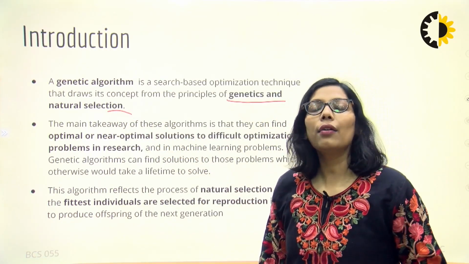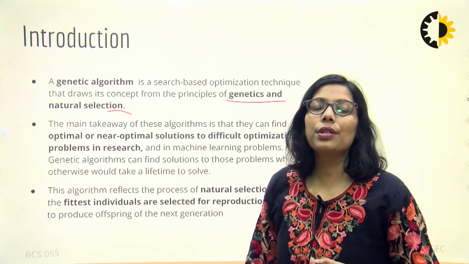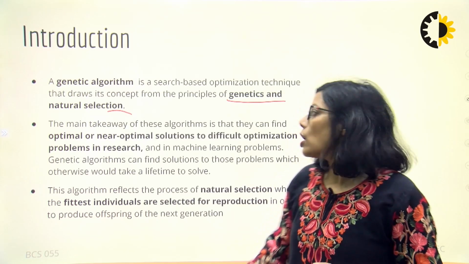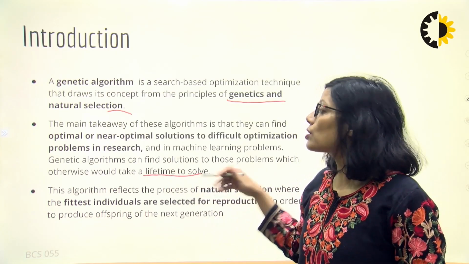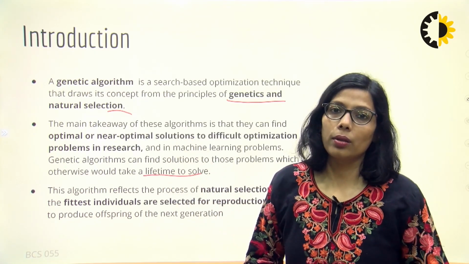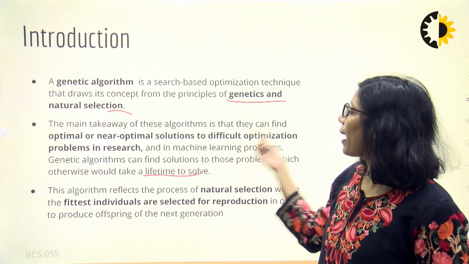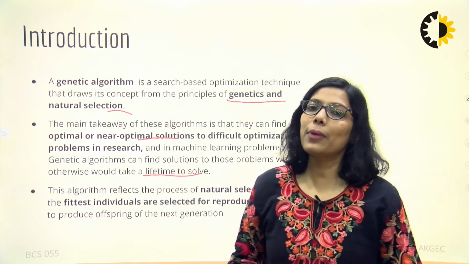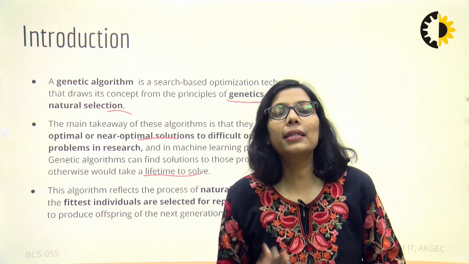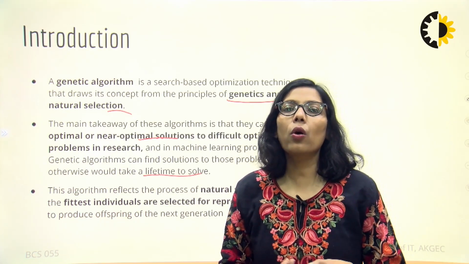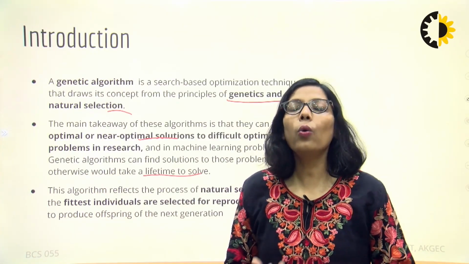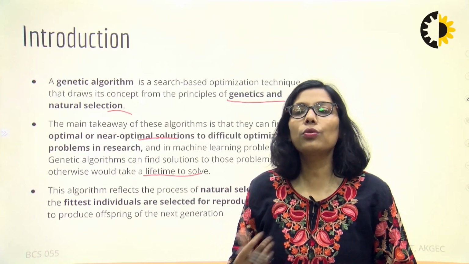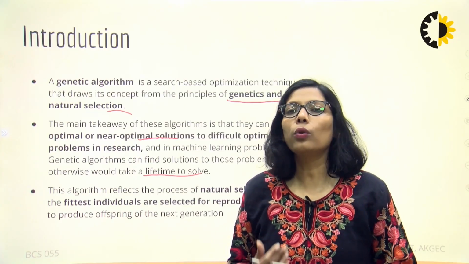Now, there are many problems in which it is difficult to find the solutions using our normal techniques. So it takes a lifetime to solve. For such problems, we are using genetic algorithm. In this, we are trying to find out the near optimal solution for very difficult optimization problems. It basically uses the fundamentals of genetics and the principle of the Darwinian theory of natural selection. So it is using such theories to find out the solution.